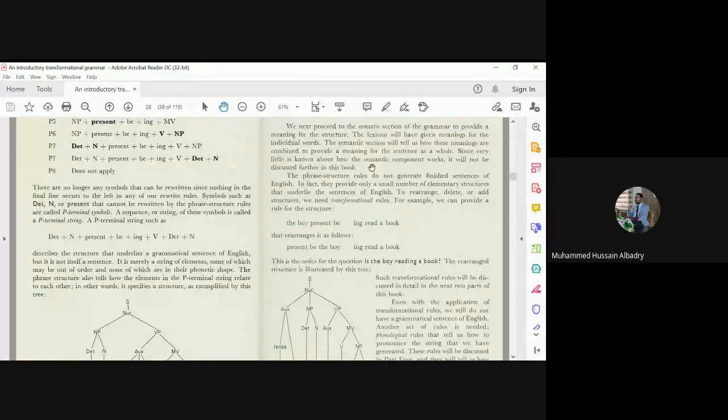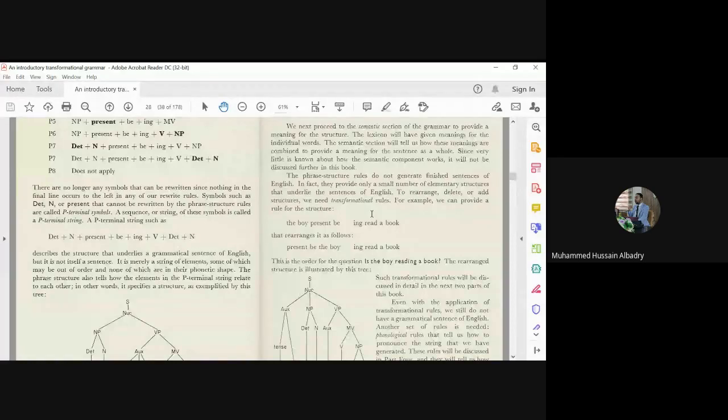The phrase structure rules. Remember, we talked about phrase structure, which is noun phrase, verb phrase. They do not generate finished sentences. Of course, we have a lot of sentences. We can make an unlimited number of sentences. To rearrange, to delete, or to add structures, we need transformational rules. Sometimes we need to make a rearrangement, or to delete, or add. So we need what? Transformational rules.